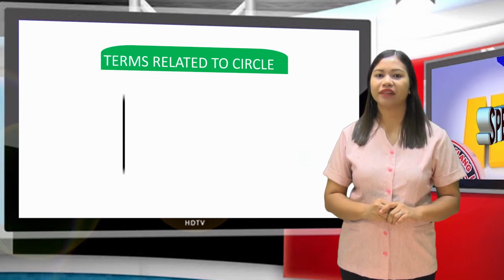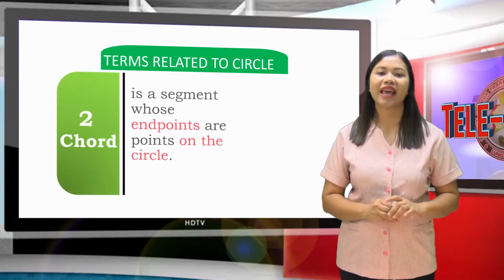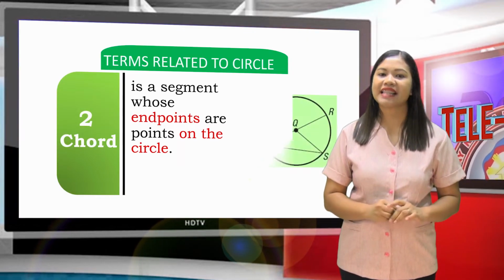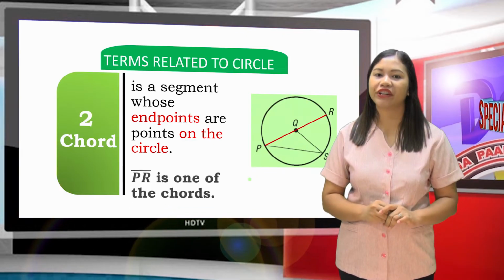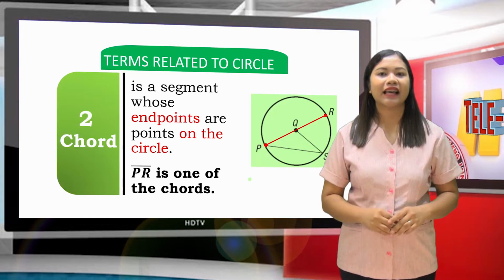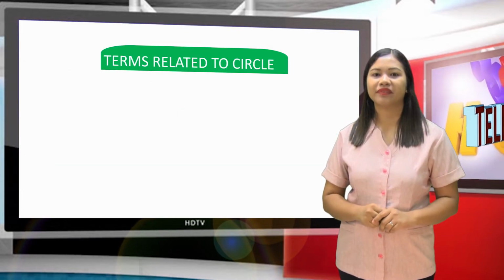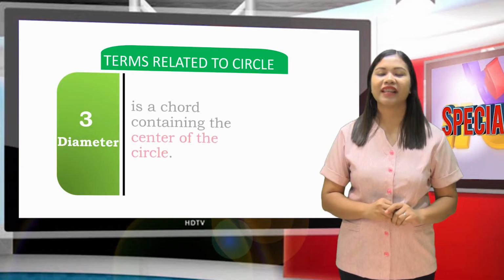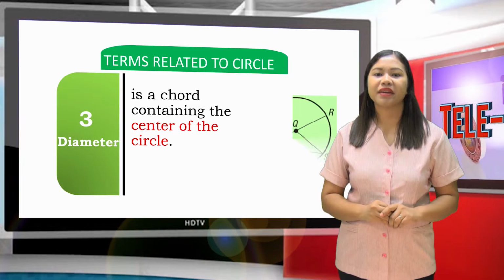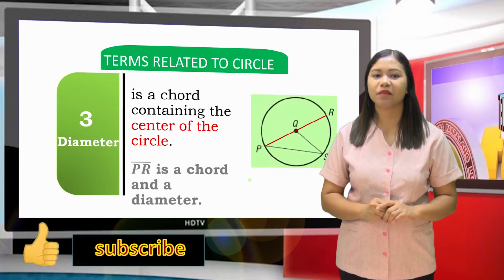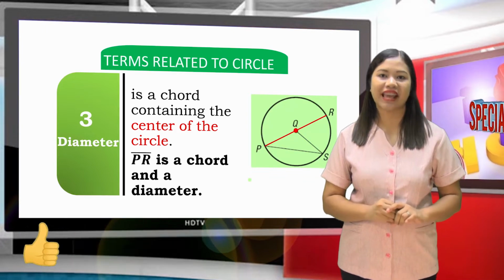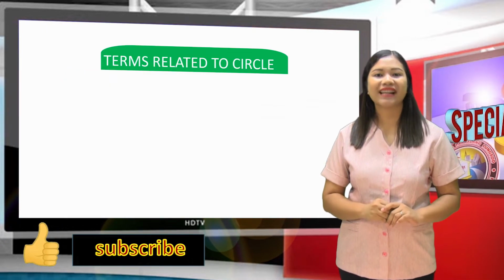Number 2 is chord. Chord is a segment whose endpoints are points on the circle. In the figure, segment PR is one of the chords because their endpoints are on the circle. Number 3 is diameter. Diameter is the chord containing the center of the circle. In the figure, segment PR is the chord and at the same time a diameter because it passes through the center of the circle.